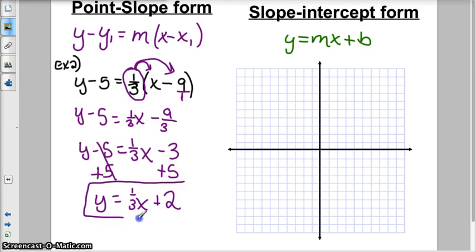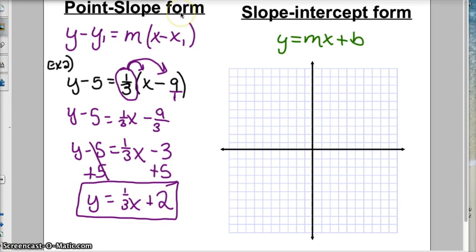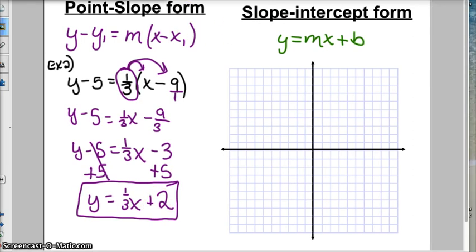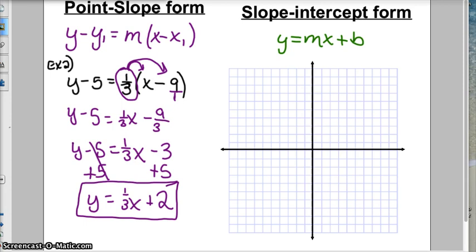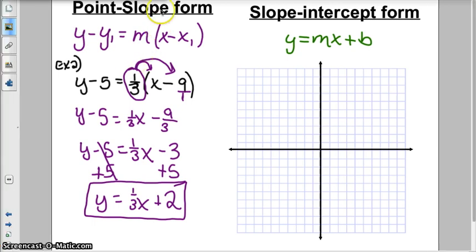So it is now in y equals mx plus b form, or in other words, slope-intercept form. So now that we have it in slope-intercept form, we're going to go ahead and graph it. So of course we start at our y-intercept, which is positive 2 in this case. So we're going to go up 2, put a point.